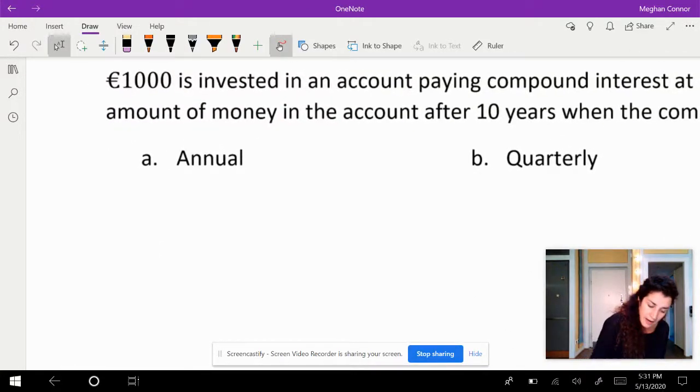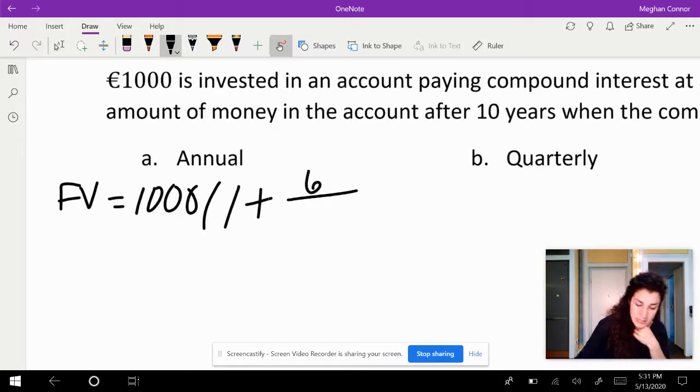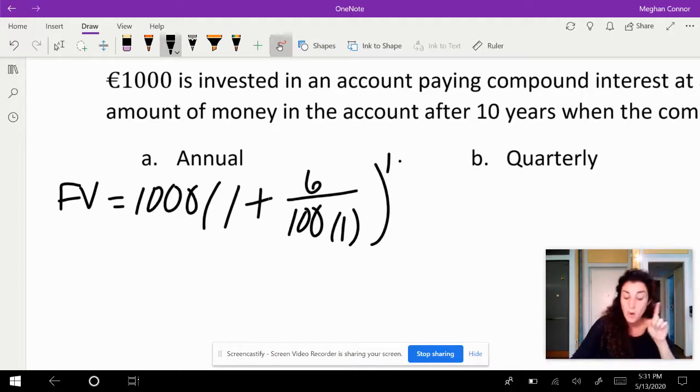So final value equals the present value, in other words the initial value of 1,000, times 1 plus the 6% interest rate divided by 100, to the power of the number of compoundings times the number of years. Since it's annual, there's only one compounding, and the number of years is 10. I'm going to use my finance solver on my calculator to do this.